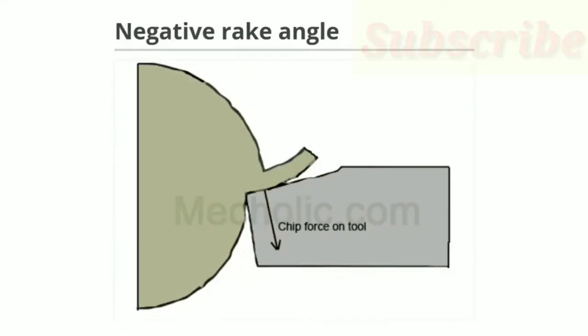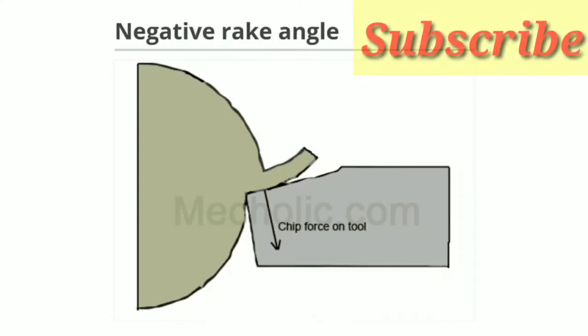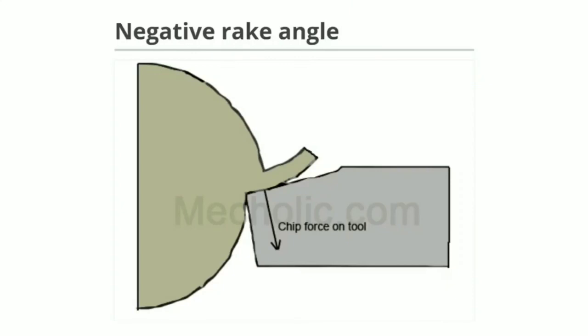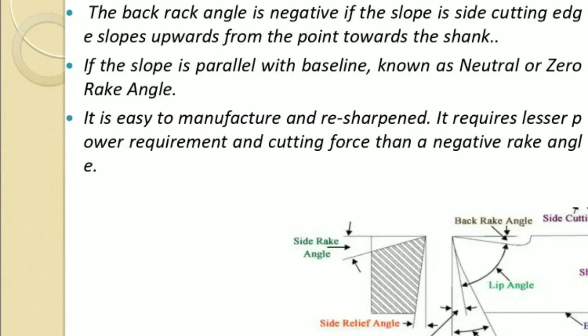If the side cutting edge and top face of the tool slope upwards from the cutting point to the shank, it is called negative rake angle and it is used for brittle material. If the slope is parallel to the baseline, then it is known as neutral or zero rake angle.